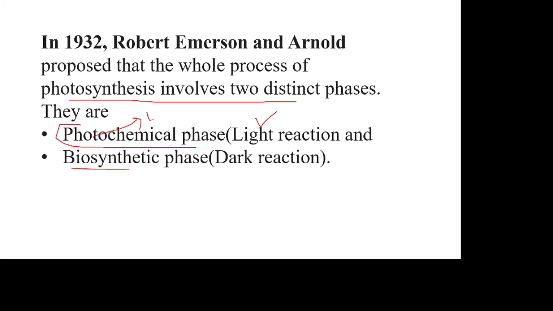It is called the photochemical phase because it involves light, and it is a chemical process because there is a formation of chemical energy in the form of ATP and NADPH. In the other phase, all the products made during the light reaction are used in the dark reaction for the synthesis of starch. And there will be some byproducts obtained. These byproducts are oxygen, and starch is also a product.